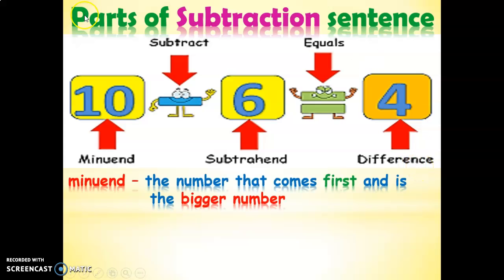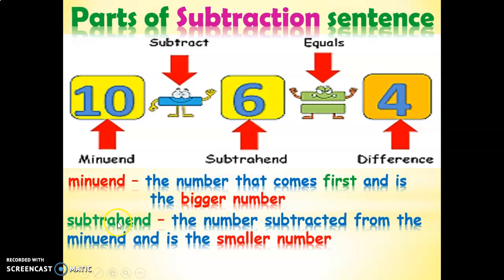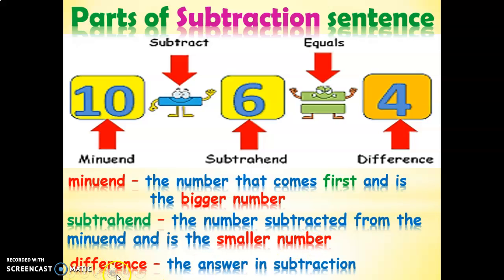The minuend, which in our example is number 10, is the number that comes first and is always the bigger number. Now subtrahend, in our example, is number 6. This is the number subtracted from the minuend and is always the smaller number. And the difference, which in our example is number 4, is called the answer in subtraction.